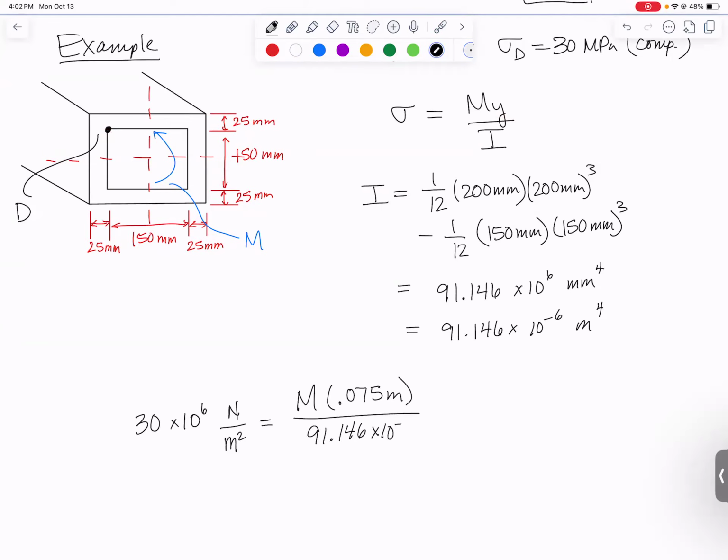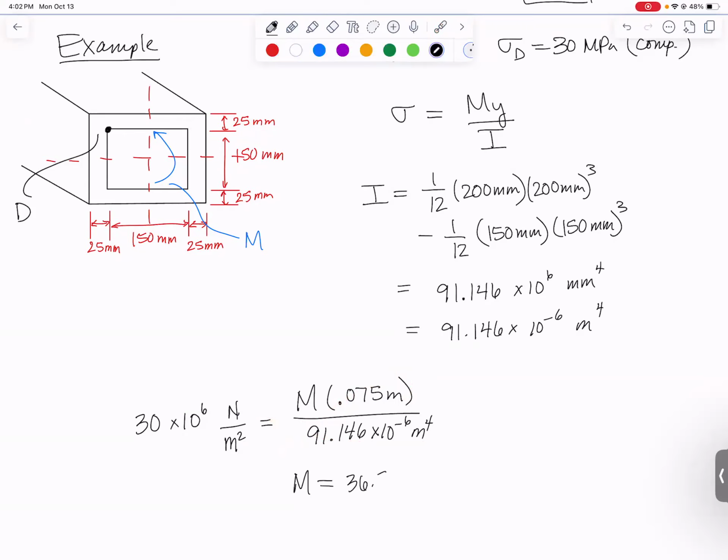91.146 times 10 to the minus 6th meters to the fourth. Solving, we get M. See how the units are going to work out. I've got meters squared here. If I bring this meters over, we'll have meters cubed. Then bring meters to the fourth to the top. 3 of those meters cancel, and we're going to end up with a number in Newton meters.